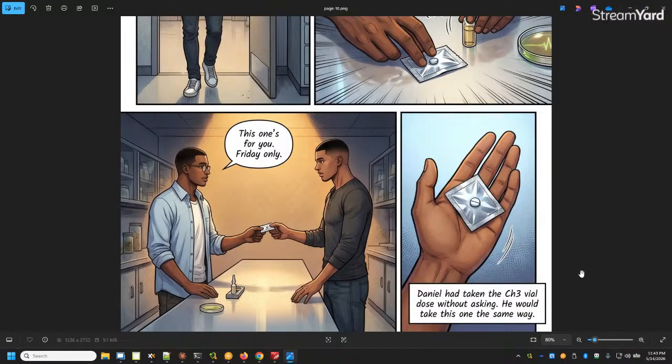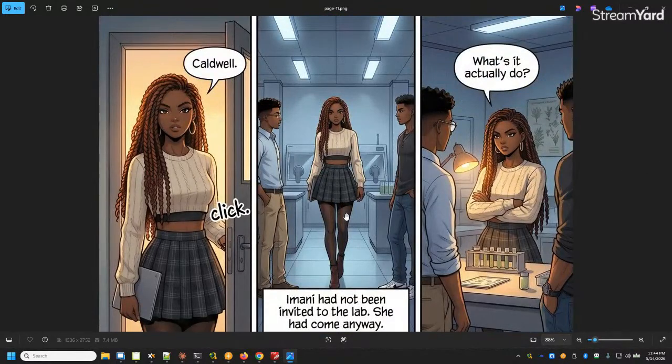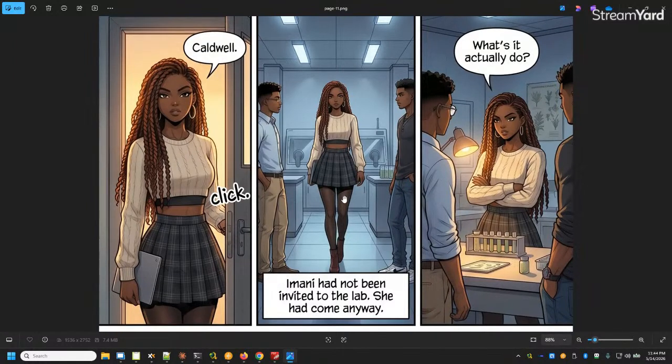Okay, this is the bot doing like a fourth wall here, because okay, that's fine. They had taken the chapter 3 vial dose without asking. He would take this one the same way. That was unnecessary. I love this font, by the way. Imani had not been invited to the lab. She came. She had to come anyways.